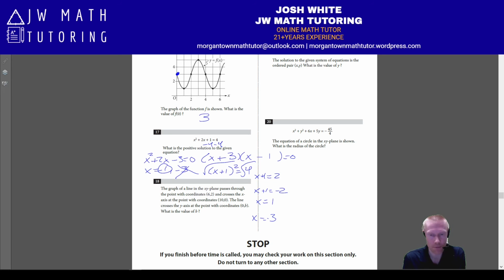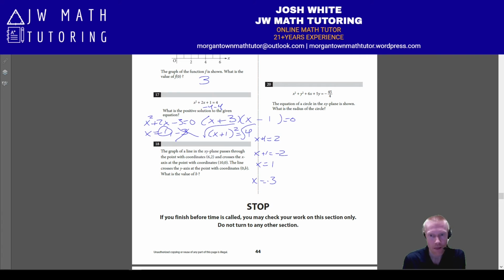Okay, let's take a look now at problem number 18. So here, you're told about a line that passes through these 2 points that you're given. And basically, it's just asking for the y-intercept value of the line. So all I'm going to do is first find the slope of the line by using the slope formula. So I will do 2 minus 0 on top for the y's, and then 6 minus 10 on the bottom for the change in x, or for the run. So I get 2 over -4, which is equal to -1/2.